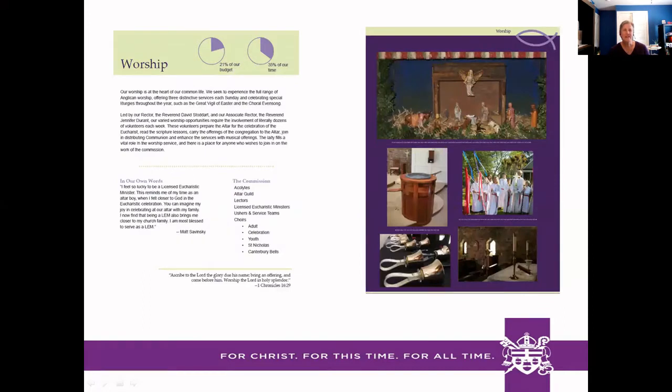So what is a narrative budget? It is simply a representation of the financial budget in descriptive terms that transforms the money and expenses into a picture of the ministries of your congregation.